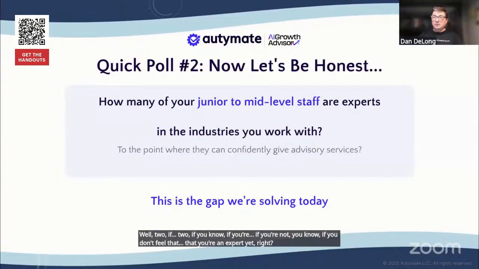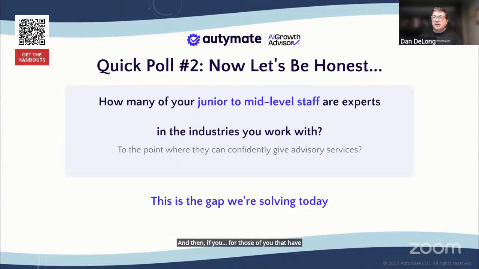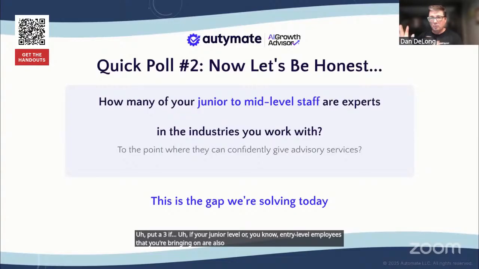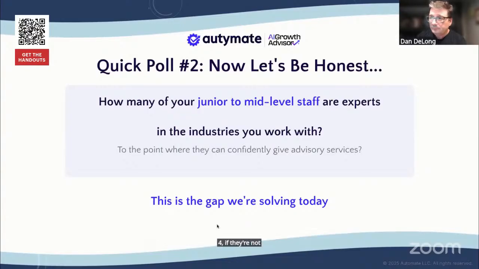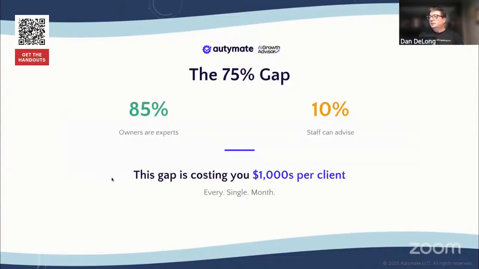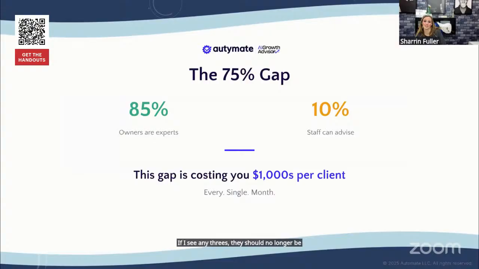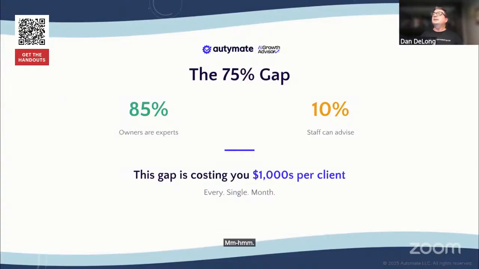And then for those of you that have staff, put a 3 if your junior level or entry level employees that you're bringing on are also experts, and 4 if they're not. If I see any 3s, they should no longer be juniors. If they're an expert, they should be. I should not see any 3s. Kathy, there's no polling question. We're just asking you to. Yeah, this is an informal poll, nothing official.